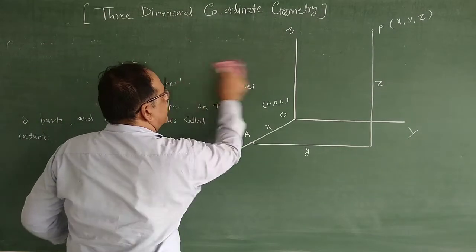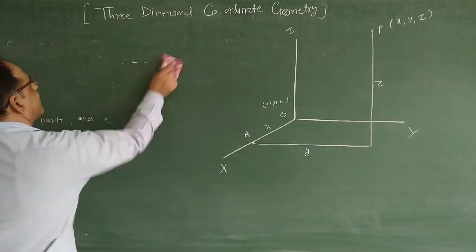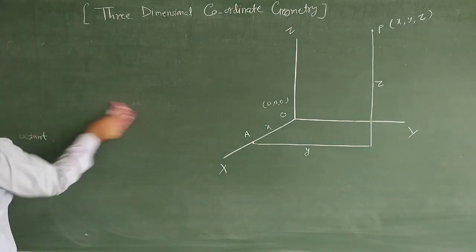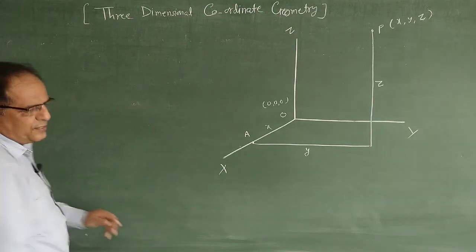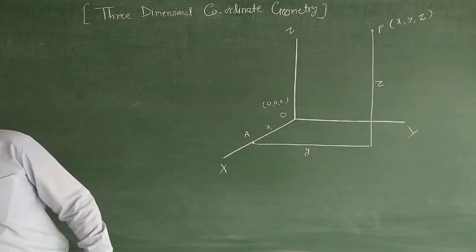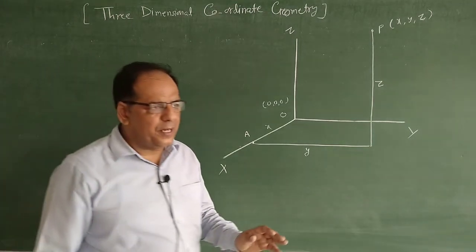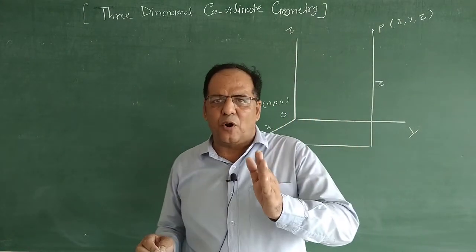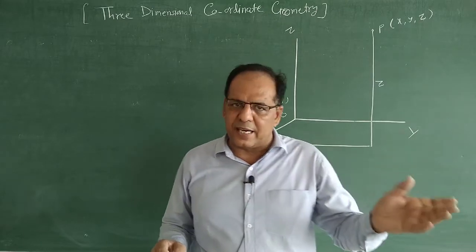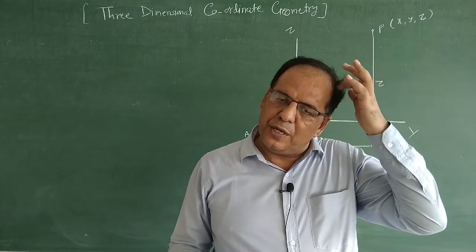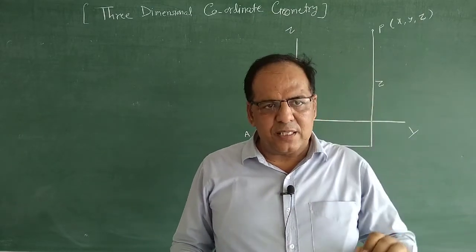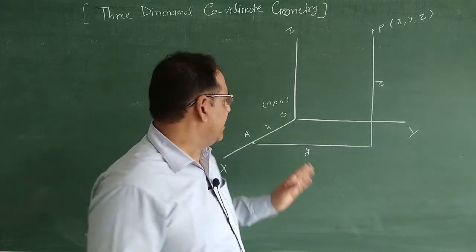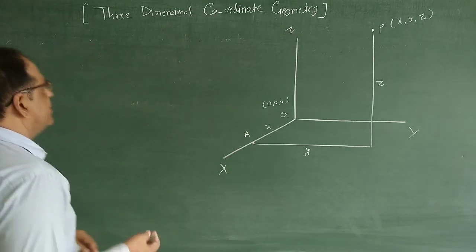Now we discuss the sign convention in each quadrant. Just like in two-dimensional coordinate geometry, if any point lies in the first quadrant, then the signs of the coordinates are positive, positive; in the second quadrant minus, positive; in the third quadrant minus, minus; and in the fourth quadrant positive, minus. Similarly, what are the sign conventions in all the octants?